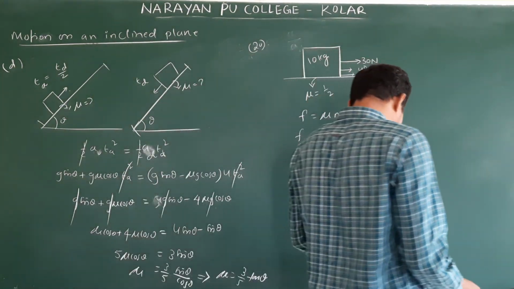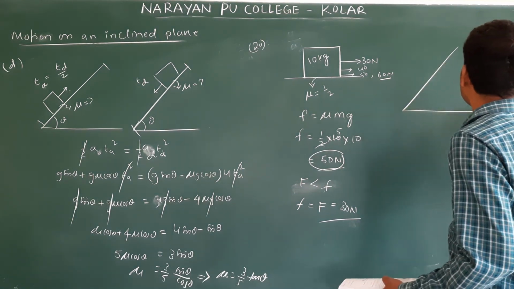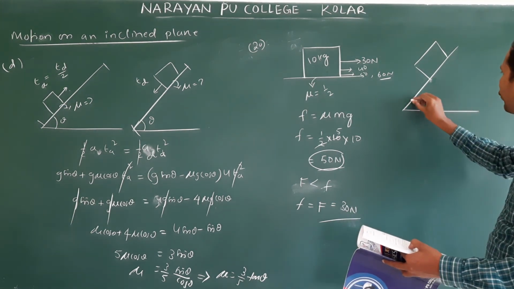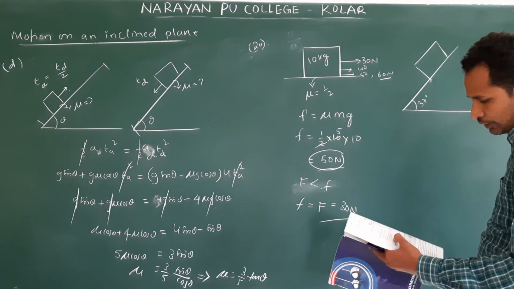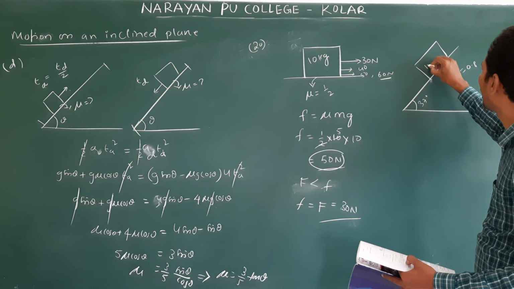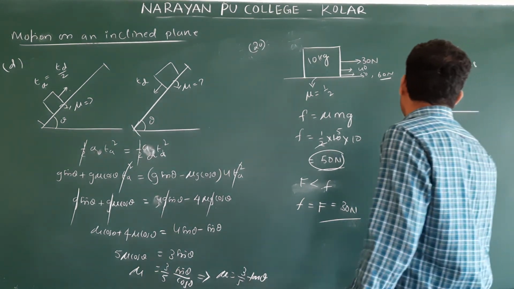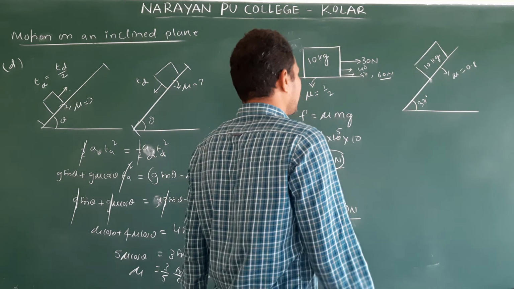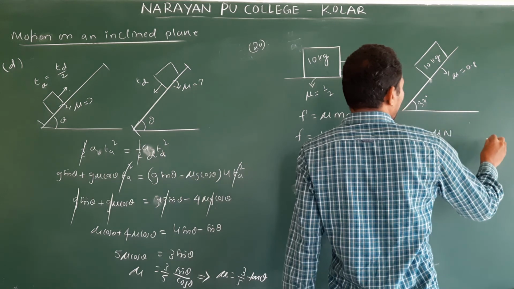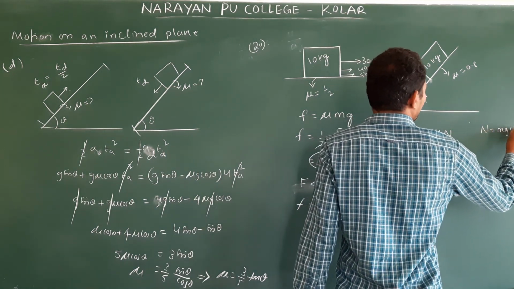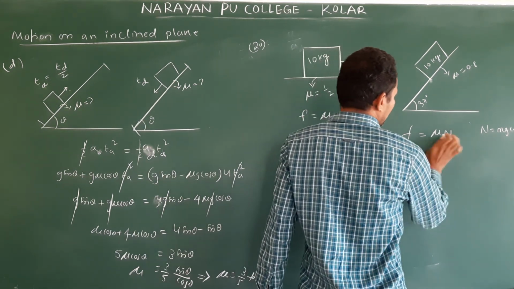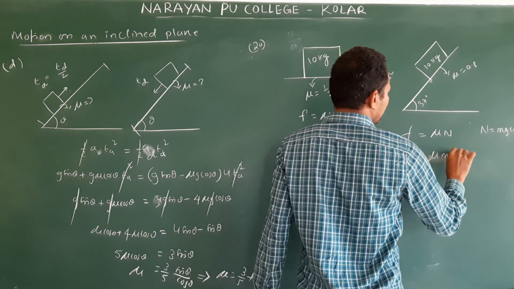So next question, they have given an inclined plane. What is the angle of inclination? 37 degrees. Coefficient of friction mu is equal to 0.8, and a 10 kg object. First we will try to find the friction. F is equal to mu into N. But on an inclined plane, N is equal to what? mg cos theta. So first I will write the formula, mu into mg cos theta.